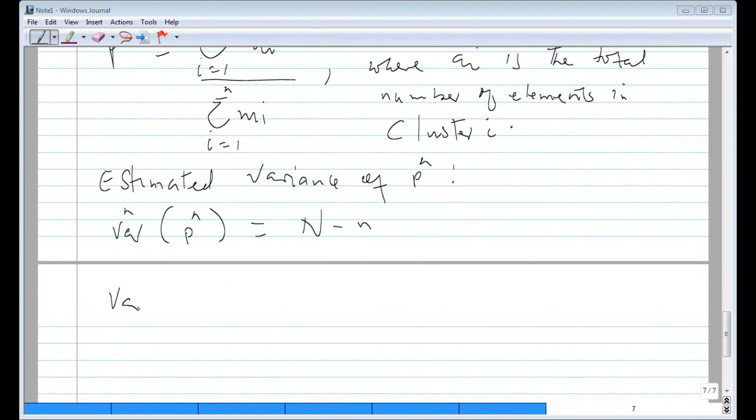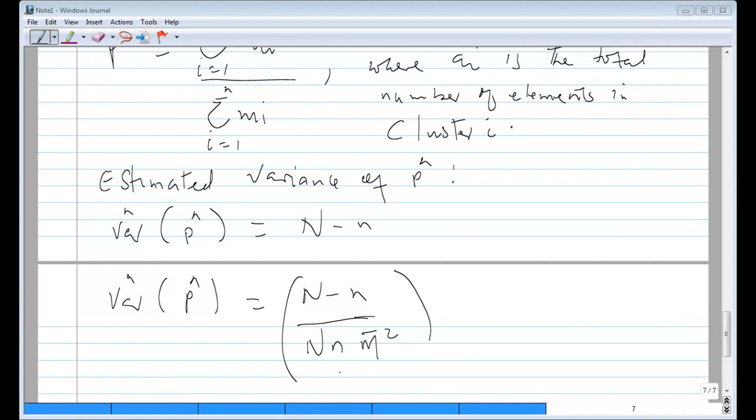Let me just write it nicely here. Estimated variance of p-hat is (N minus n) divided by N times M bar squared. Okay, so we can just write it in this way so that it can make sense.